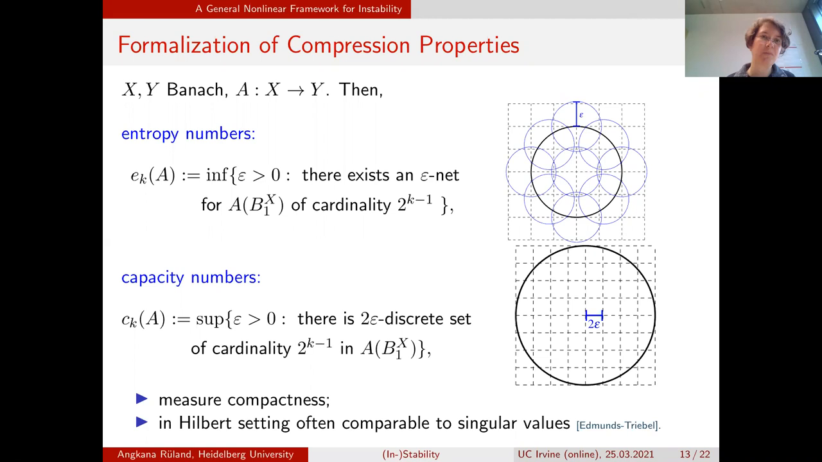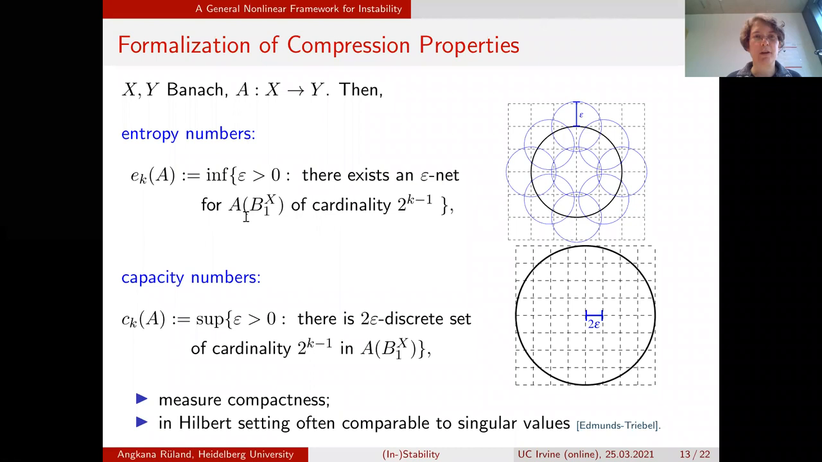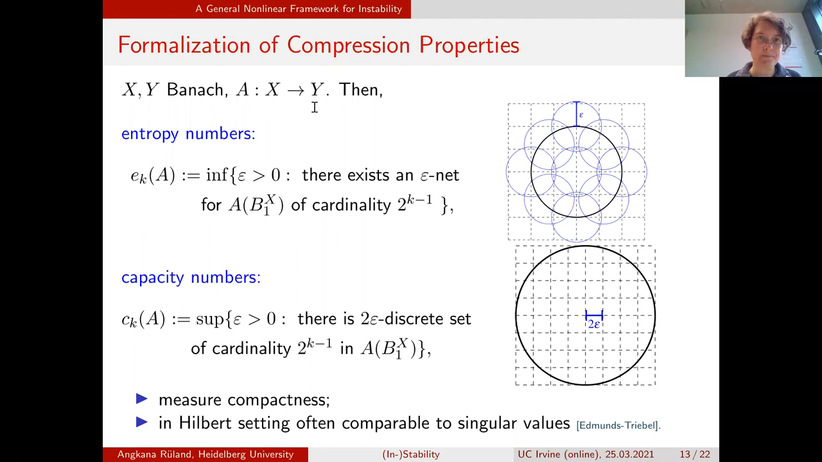So more precisely, we consider an operator between some metric Hilbert, whatever Banach space you like, to some metric Hilbert, Banach space, whatever you like. And now we measure first how thin it is by looking at the image of the unit ball from the original space now in the space Y, and try to cover this image by a prescribed 2 to the k minus 1 number of balls and choose the smallest radius with which we can still do this. This is the entropy number. And this really measures how thin it is because we want to know how many balls we need to cover this thing.